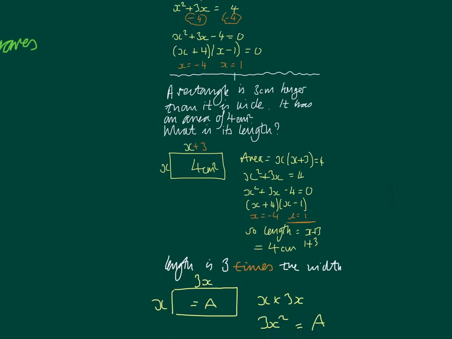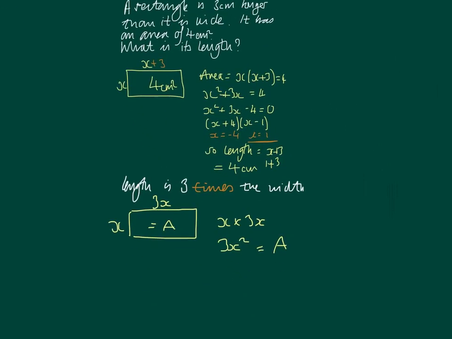Okay, one last thing. If it says the length is 3 times the width, that's x and 3x, which will give you 3x squared equals a.